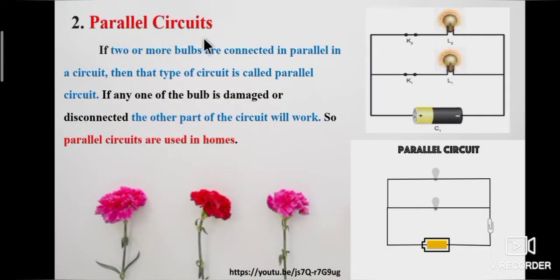Second one, parallel circuit. If two or more bulbs are connected in parallel in a circuit, then that type of circuit is called parallel circuit. If any one of the bulbs is damaged or disconnected, the other part of the circuit will work. So, parallel circuits are used in homes. To know more details about electric circuits, see the link below.